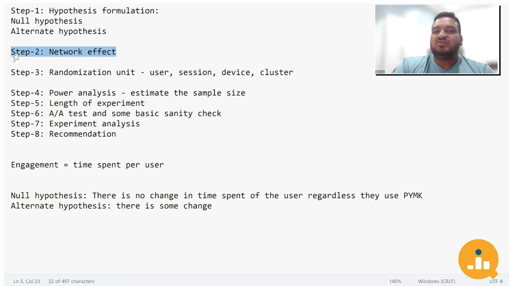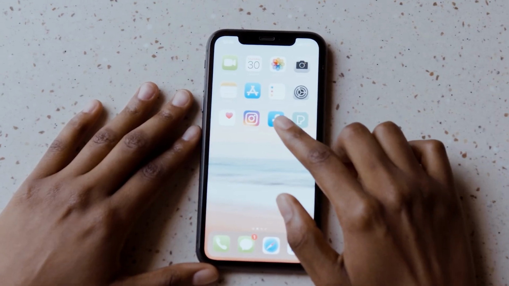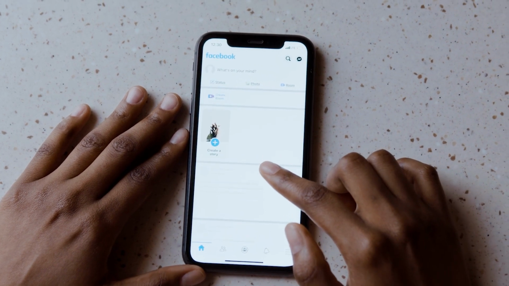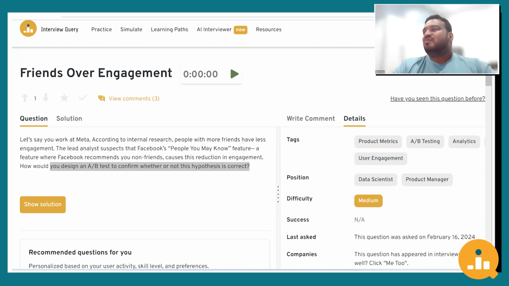Now, the second important point is network effect. So network effect is basically whenever we are running any experiment, all the experiment units should be independent of each other. So let's say you and I are part of some experiment. So whatever activity I do should not be influencing your activity. But in some cases, it's not possible. Let's think about Facebook or Instagram as an example. If I am a user of Facebook, and if I start commenting more on your photos, liking more on your photos, or I start putting more stories, most likely either you will reply back or you will start engaging with my stories.